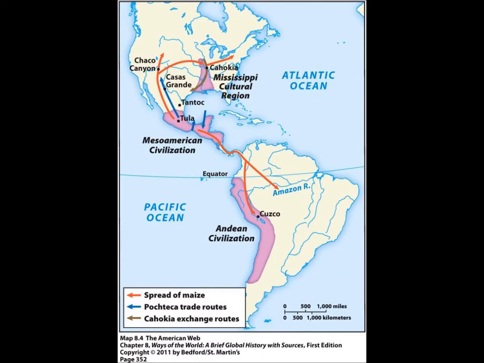The American web is a term that's used to describe the network of trade that linked parts of pre-Columbian Americas. Although it was less intense and complete than the Afro-Eurasian trade networks, this trade nonetheless provided a means of exchange for luxury goods and ideas over large areas. That is, the American web.